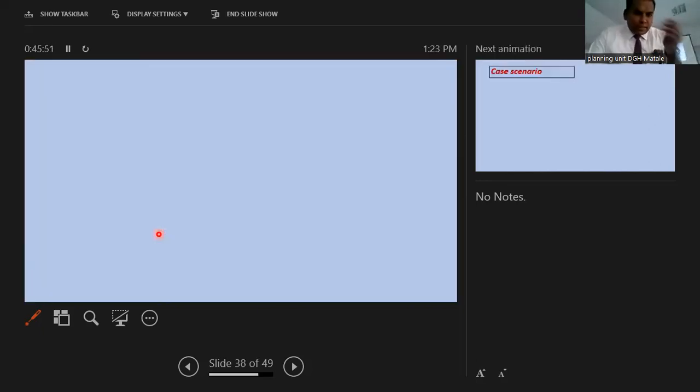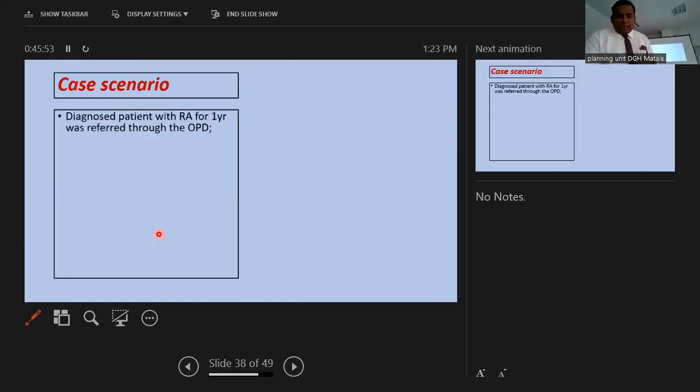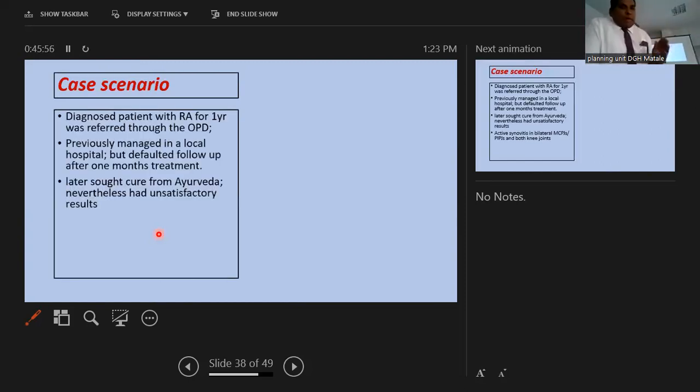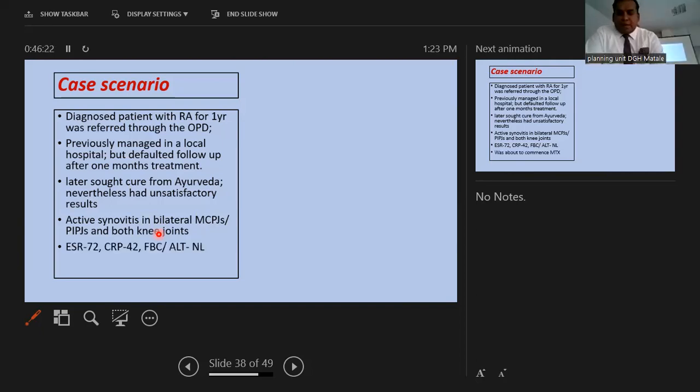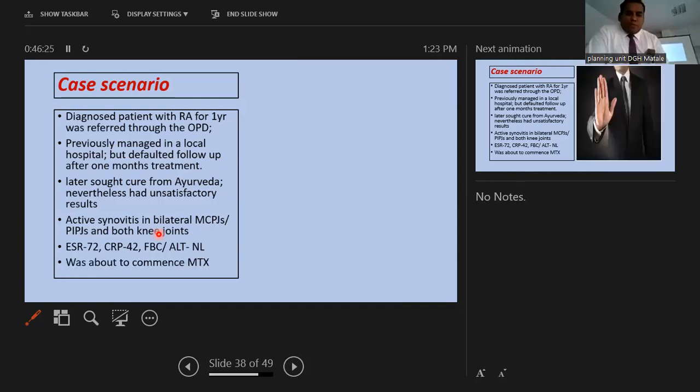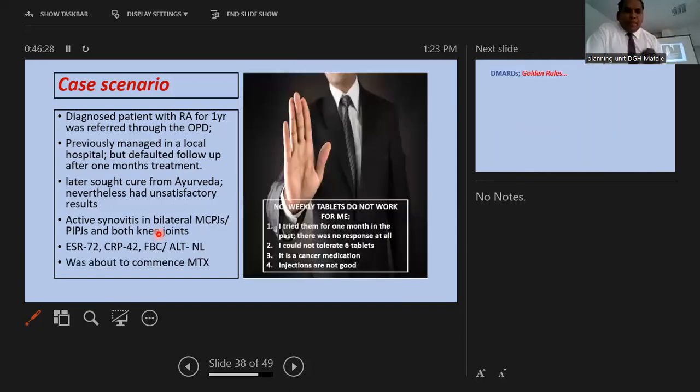The final section of this presentation, I'll just go through a case scenario. This is a patient who had come to my clinic, diagnosed with rheumatoid arthritis for 1 year, referred and previously managed in a local hospital, but defaulted follow-up after 1 month of treatment. Later sought cure from Ayurveda, nevertheless had unsatisfactory results. On presentation, he had active synovitis with raised inflammatory markers. I was about to commence methotrexate, and this is what he said.